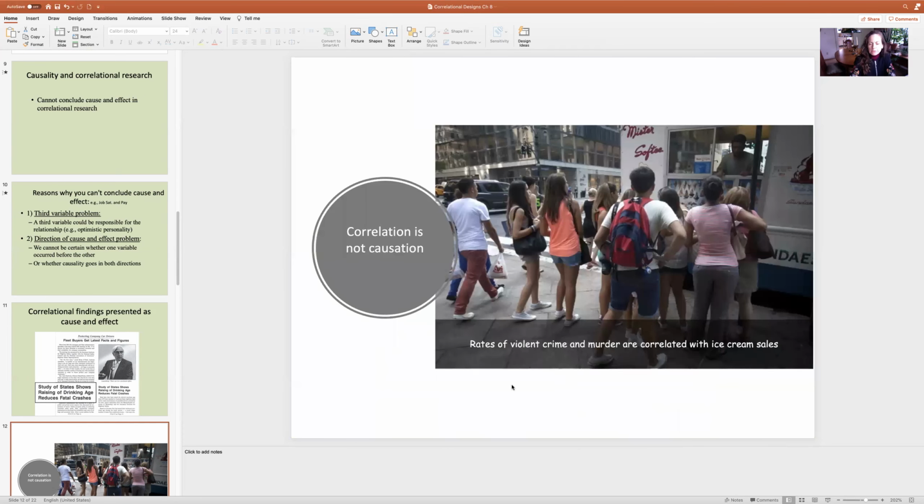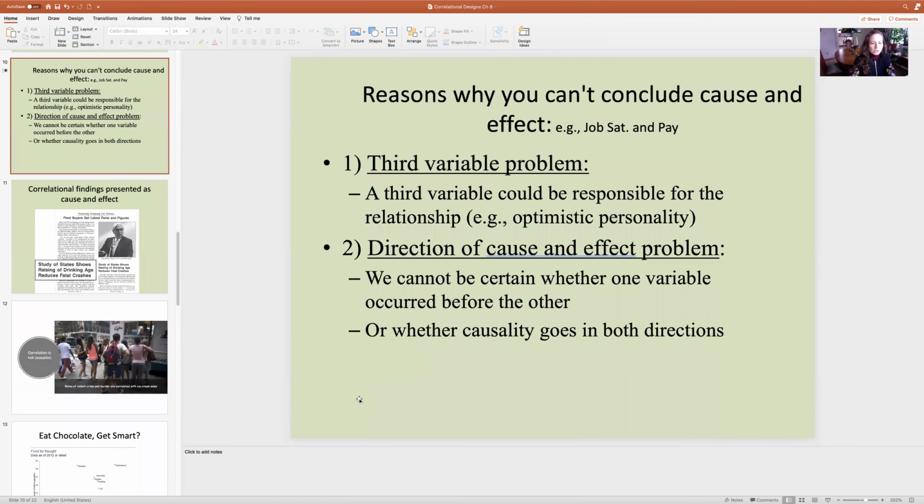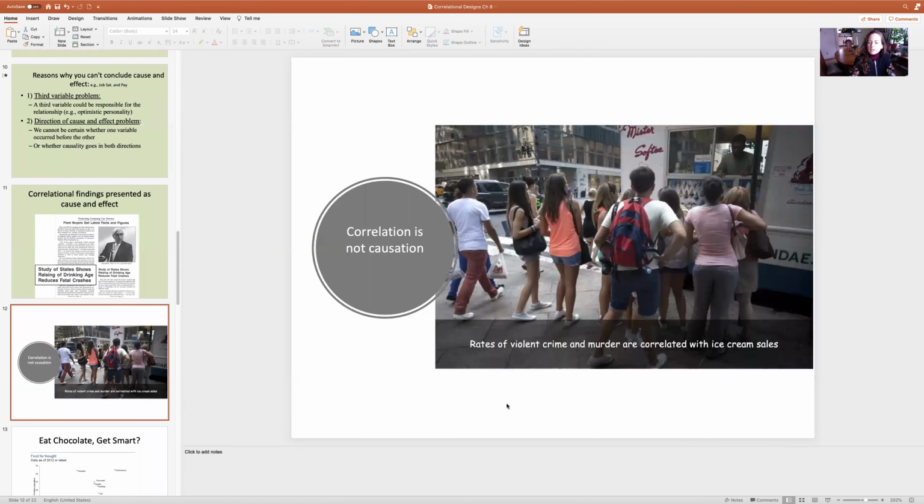Here's another example of why correlation is not causation. Whoa. Rates of violent crime and murder are correlated with ice cream sales. Well, you're not going to think that ice cream is causing people to murder people. That is just not happening. But what's happening there is the third variable, which is summertime. People are out, they're more likely to commit murders, and they're also more likely to eat ice cream.